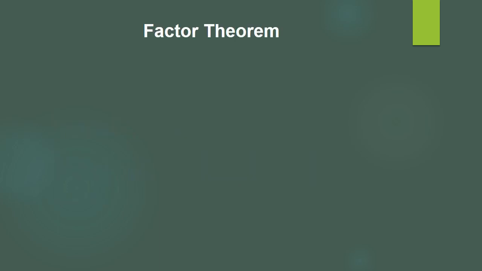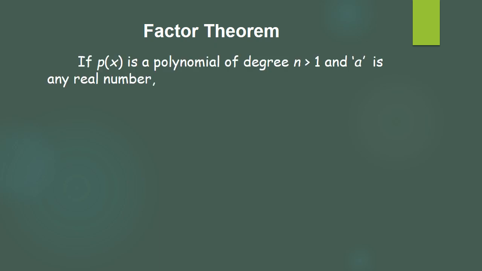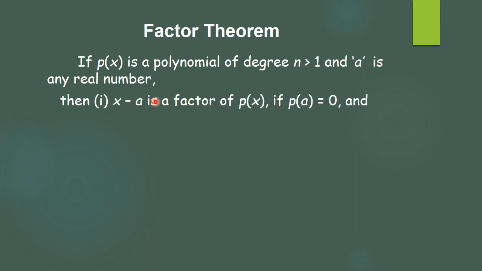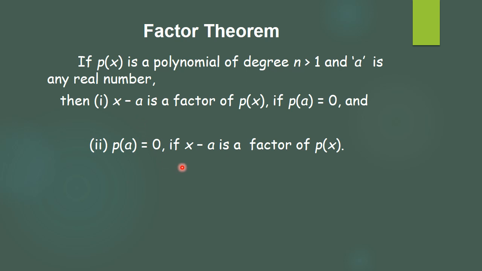Factor theorem. Now the factor theorem states that if p of x is any polynomial of degree greater than or equal to 1, and a is any real number, and if p of a is 0, it indicates x minus a is a factor of p of x. So if you get the value of p of a as 0, then we can say that x minus a is a factor. And if we know that x minus a is a factor, then the value of p of a will always be 0.